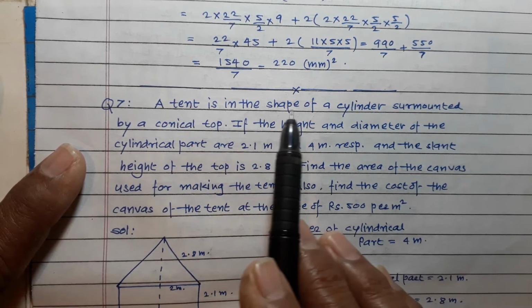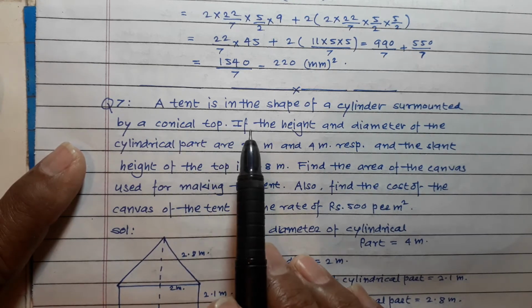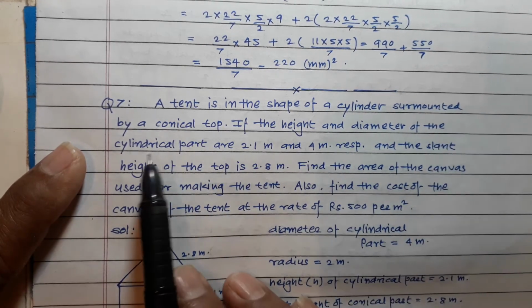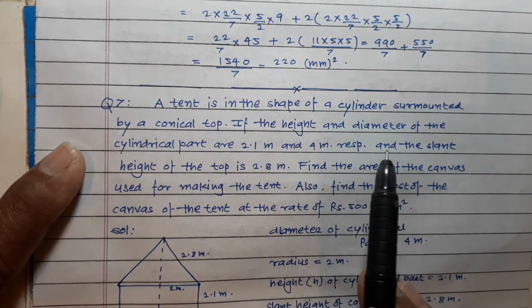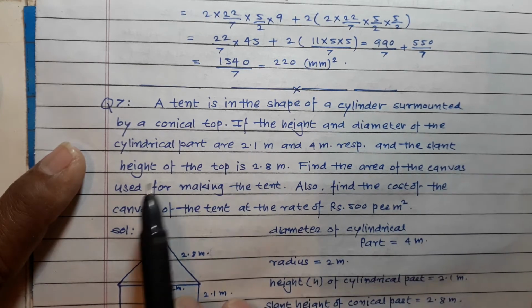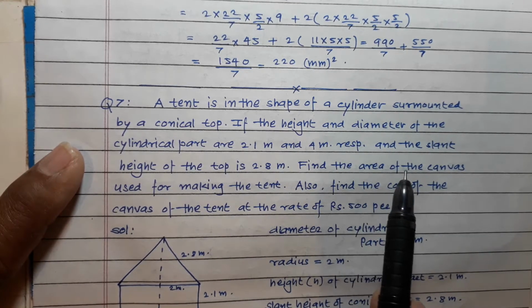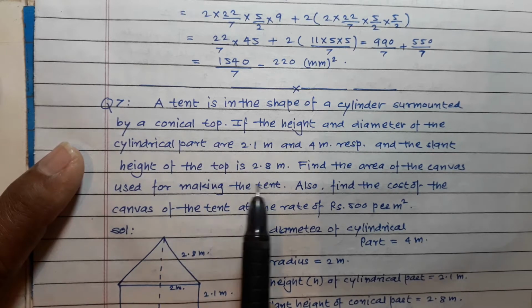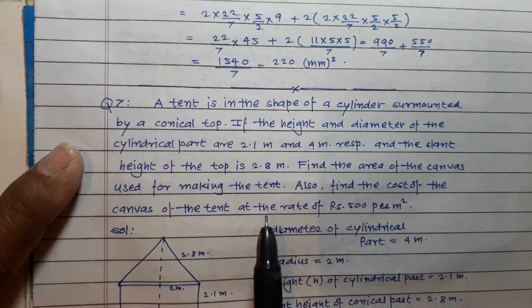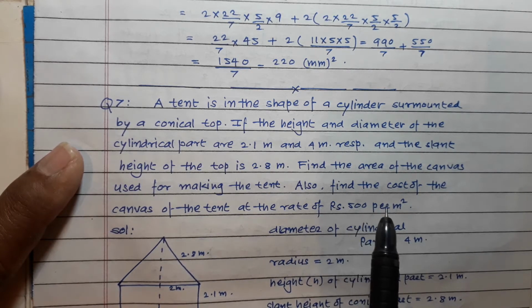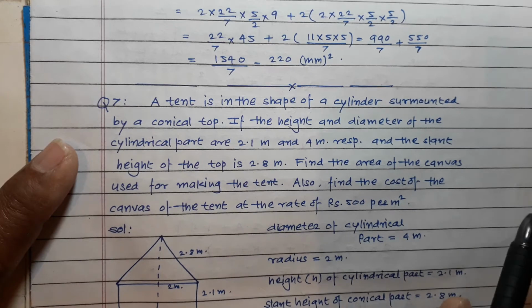Question number 7. A tent is in the shape of a cylinder surmounted by a conical top. If the height and the diameter of the cylindrical part are 2.1 meter and 4 meter respectively, and the slant height of the top is 2.8 meters, find the area of the canvas used for making the tent and also find the cost of the canvas of the tent at the rate of rupees 500 per meter square. So this example is important for larger marks.